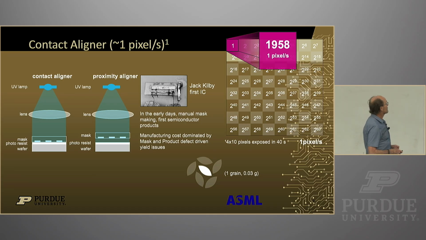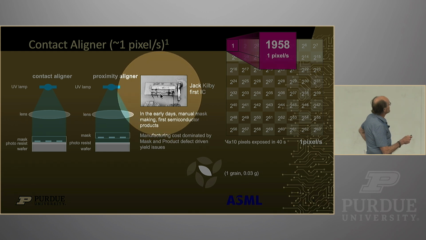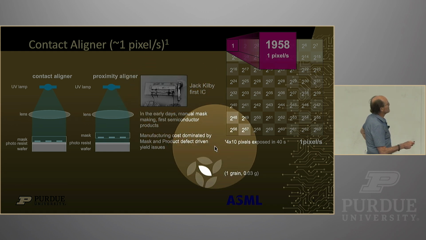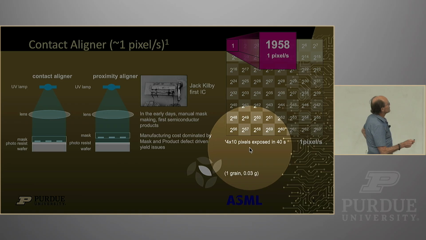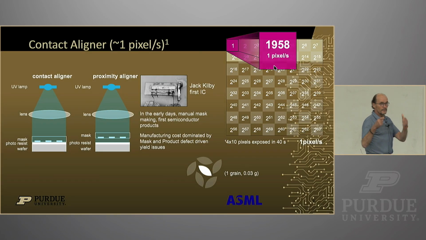whole chip. If you look at the productivity that we had at that moment in time, a single thing was a square, let's say 40 pixels, and it took about 40 seconds. So at that time we were able to transfer from the mask to the wafer the equivalent of 1 pixel, 1 piece of information per second.